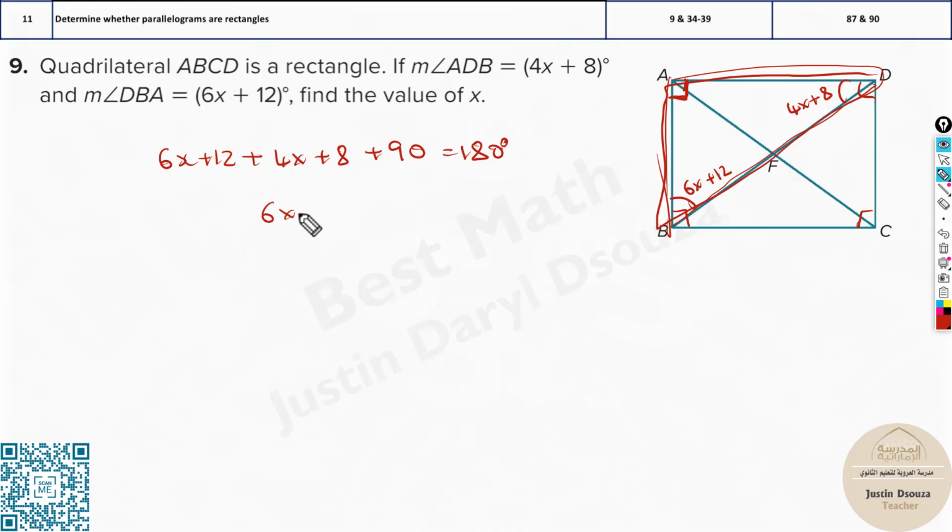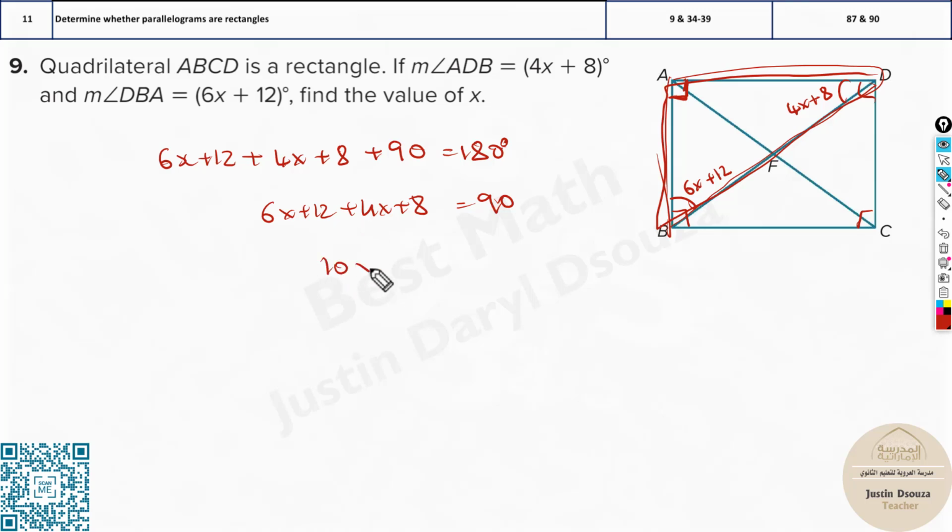So we can just simplify it. 6x plus 12 plus 4x plus 8 equals 90, because if we take this 90 to the other side, it will be 180 minus 90. You can use any one of these formulas. Now, since it's an electronic exam, you can just put this in the calculator and get the answer. The value of x will be found if you just equate it in the calculator.